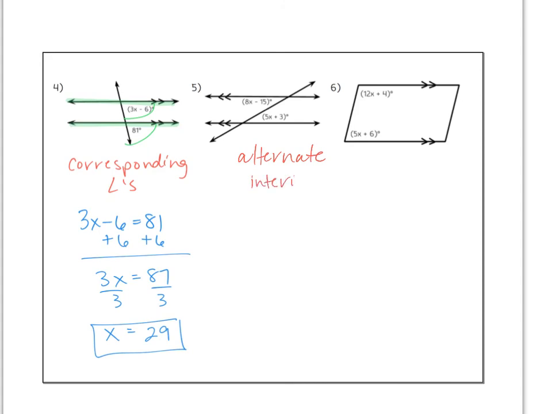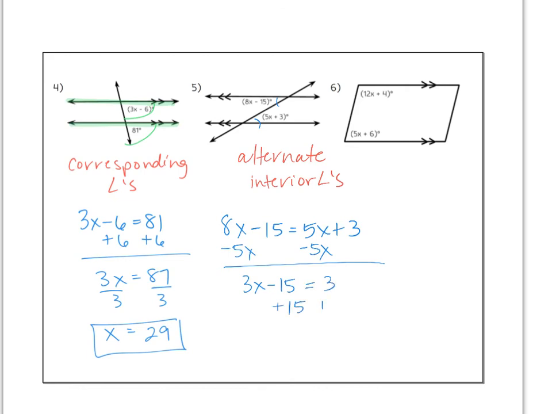If you thought they are alternate interior angles, you're correct. And if you thought they are equal to each other or congruent, 8x minus 15 equals 5x plus 3, you are correct. They should be the same size. They both look acute to me. They both look little, and they are equal to each other. Minus 5x. So you have 3x minus 15 equals 3. Plus 15 to both sides. 3x equals 18. Divide by 3. x equals 6. Awesome.